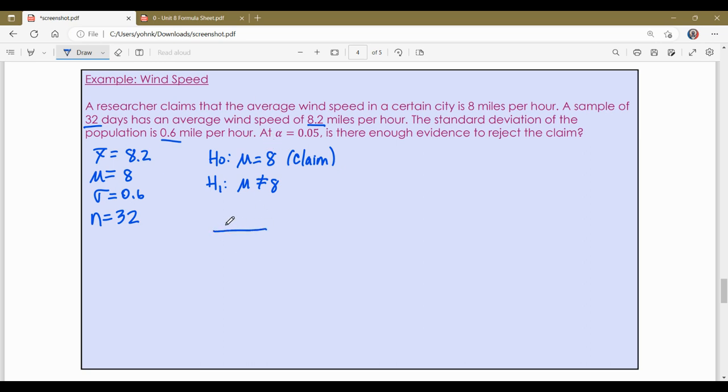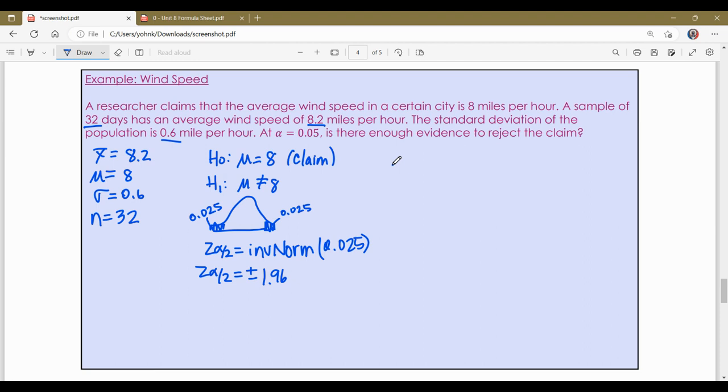All right, so we're going to draw a picture. Our alternative is not equal to, so we have two shaded regions. Our alpha of 0.05 needs to be split between both regions, so each one gets 0.025. When I calculate my critical value, I want to make sure that I inverse norm 0.025. This also gives me 2 critical values since I have 2 critical regions. So I have plus or minus, and the critical value will be 1.96.